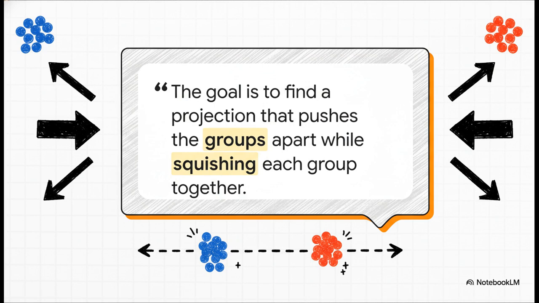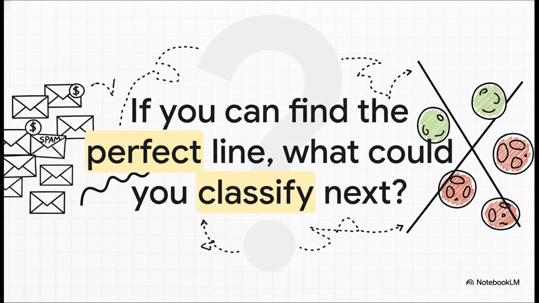If you take away just one thing from all this, let it be this core idea. At its heart, Fisher's method is this elegant search for that one perfect viewpoint that does two things at once. It pushes the different groups away from each other while simultaneously squishing each individual group together. And that leaves us with a final thought. This technique is all about finding a clear, decisive line between two things.